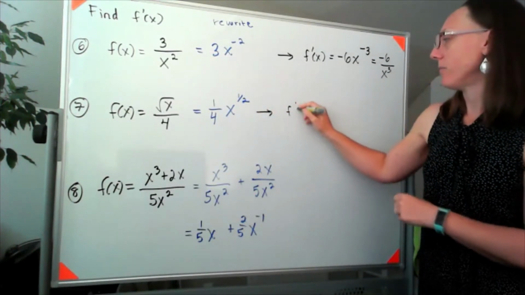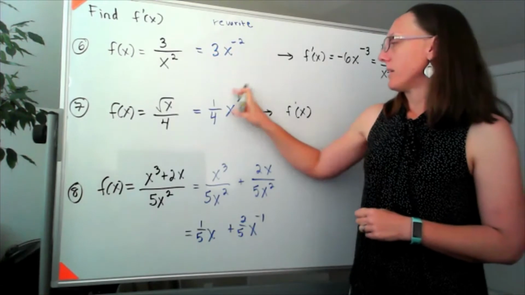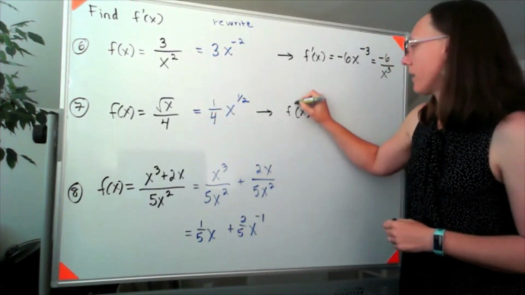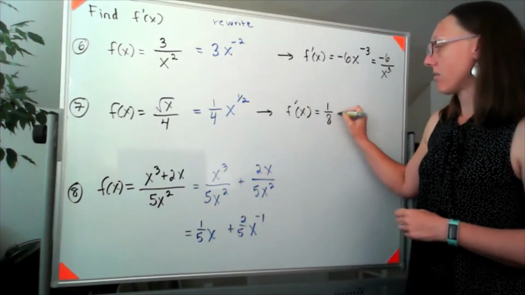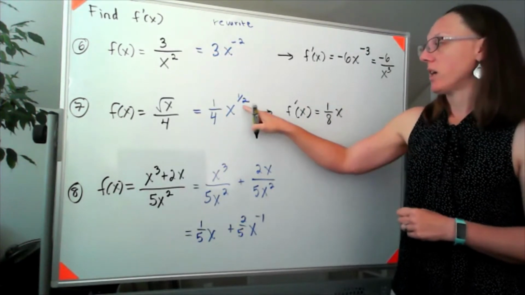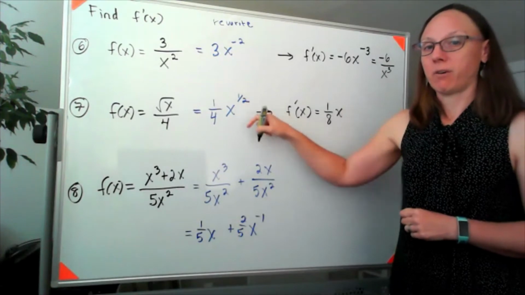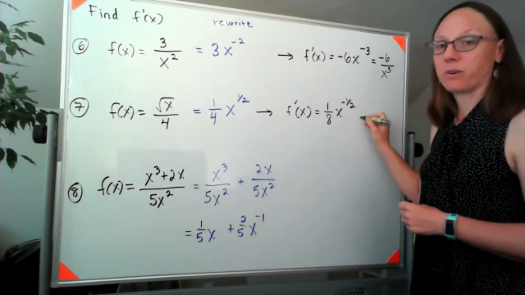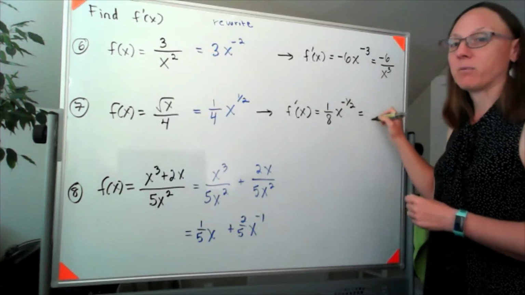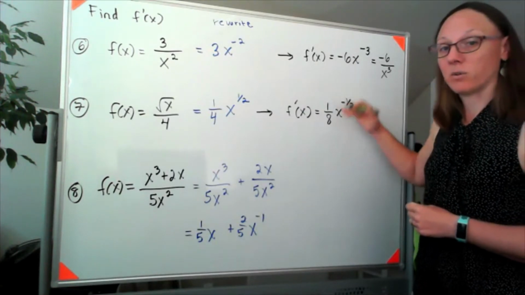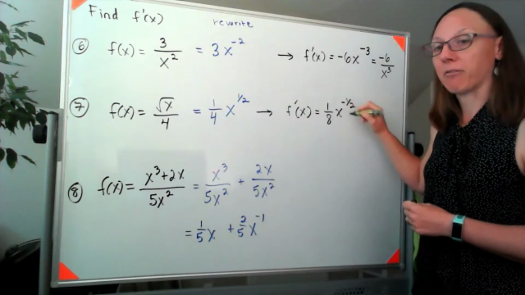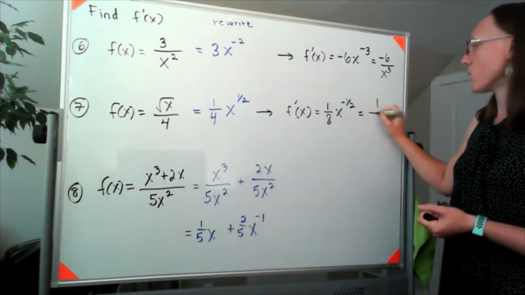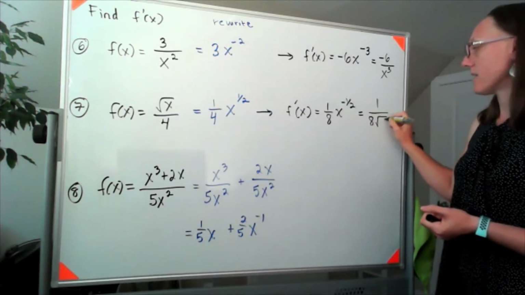My next one here, I'm going to take that 1/2, multiply it by 1/4, end up with 1/8 x to the power. And when we subtract 1 from a half, we'll get negative 1/2. If we wanted to rewrite this, I could rewrite this because of that negative exponent. I know it's in the denominator, and that 1/2 power tells me it's a square root. So I could rewrite this as 1/8 square root of x.